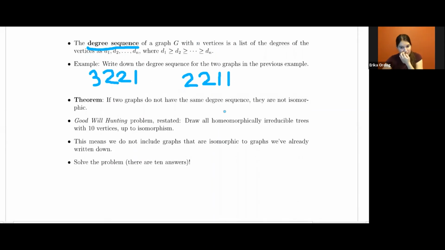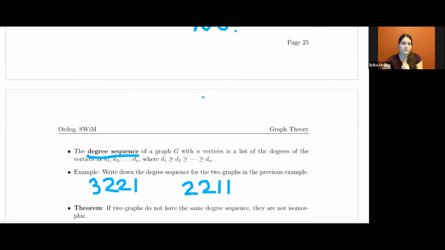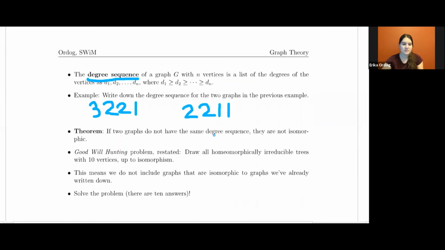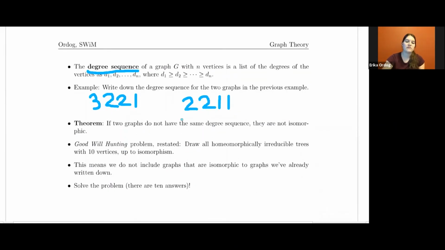Okay, so something that follows from what we talked about in this previous example is that if two graphs do not have the same degree sequence, they are not isomorphic. This makes sense because we want to preserve adjacency in the graphs when we're seeing if they're isomorphic to each other. So if, for example, we don't have 3 vertices of degree 3 in both graphs, then we won't be able to label the vertices in a way that shows they're isomorphic.